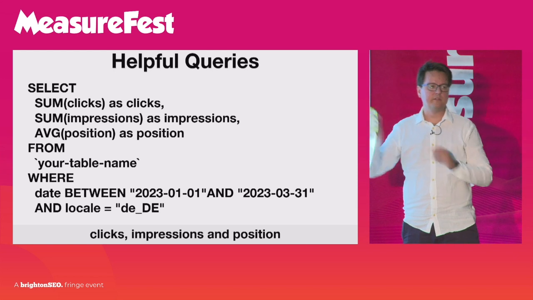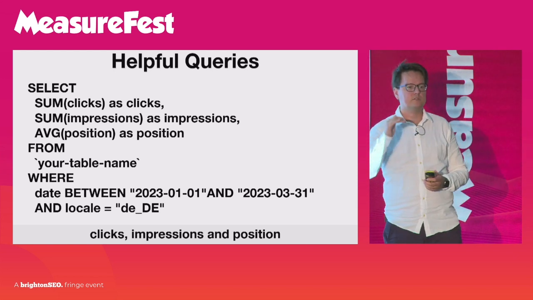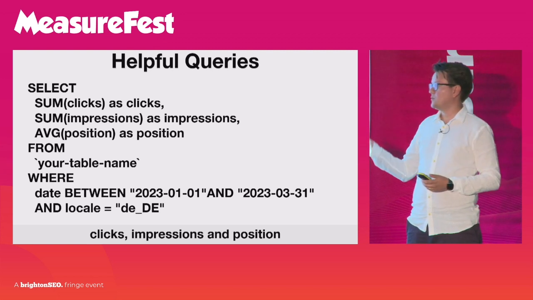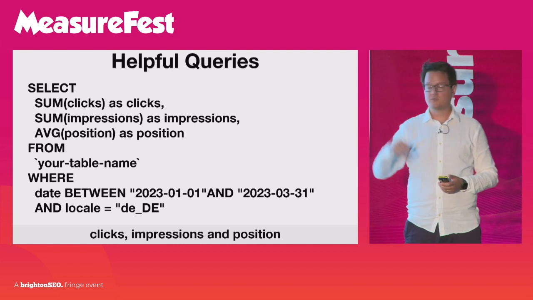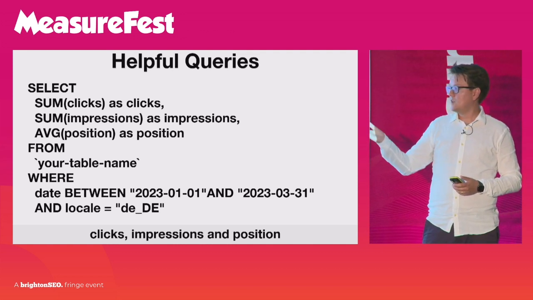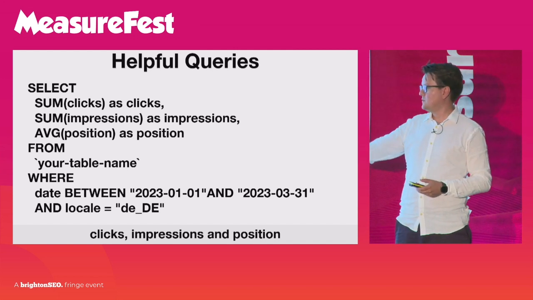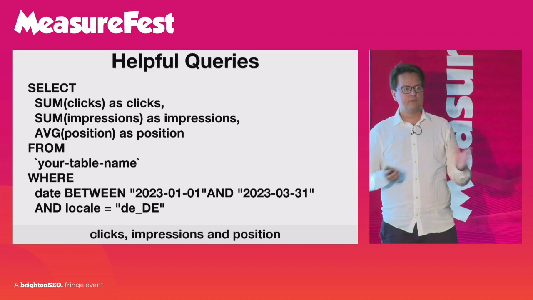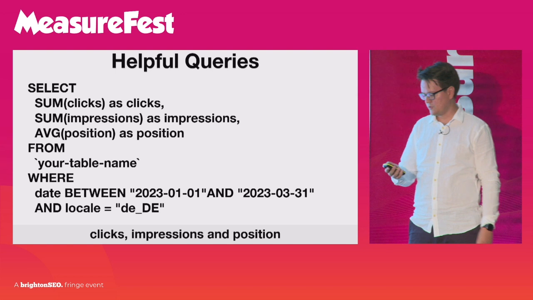Now, this should be very familiar. This is what we have in Google Search Console, but without the limitation of 1,000 rows. Sum clicks as clicks, sum impressions as impressions, average position as position. That's what we have in Google Search Console. And the table name is, of course, the name of your website. The date between January 1st and March 31st is the first quarter. I know, very basic. The result will be exactly what you have in Google Search Console.